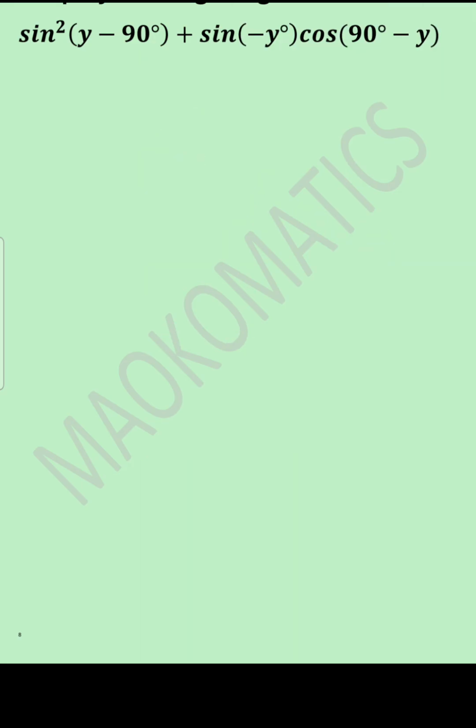Now, this is no longer sine because of the 90. So this is now cos squared y. And if the trig ratio is squared, you don't need to determine the sign of the trig ratio because it will always be positive. When you square a number, it's always positive. Then you say plus. Now this, you drop the negative sign. You drop this negative sign, just like you drop the 180, 360, and 180 and 90. So this is sine y.